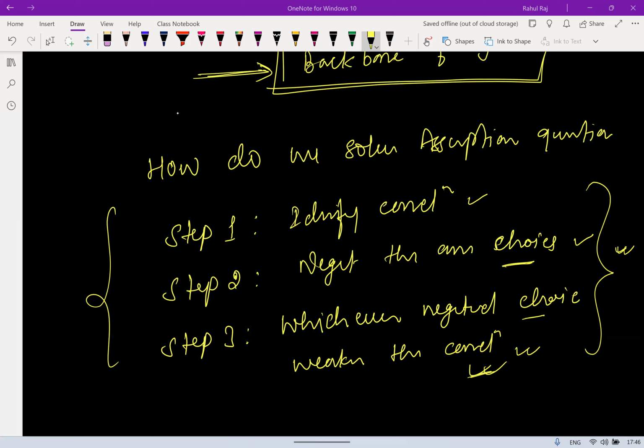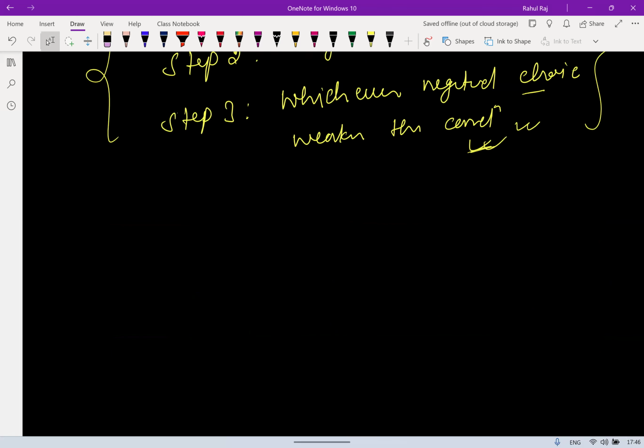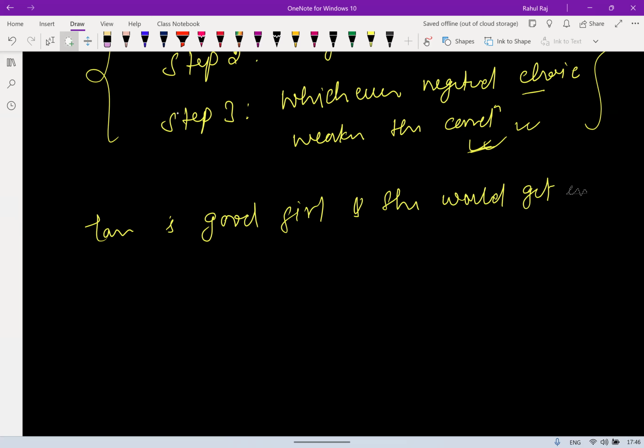Because a lot of the time it happens that third party information comes into the argument, in the answer choices, and you might be tempted to mark that as the answer. So imagine I have just simply told you a simple argument I'm writing in front of you: Tara is a good girl and she would get into Harvard. She would get into Harvard, into HBS, let's see.